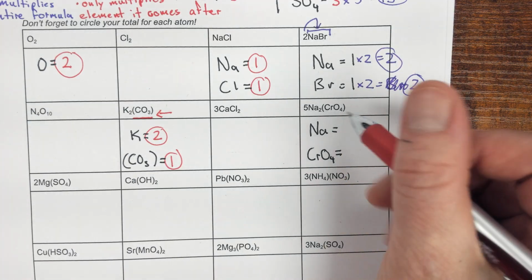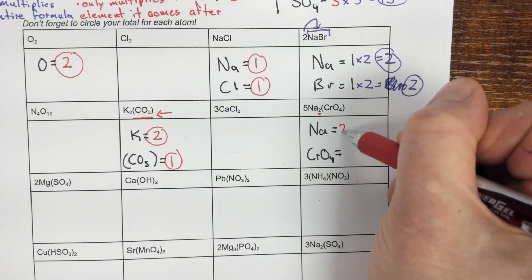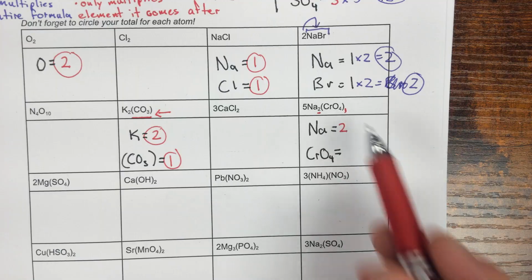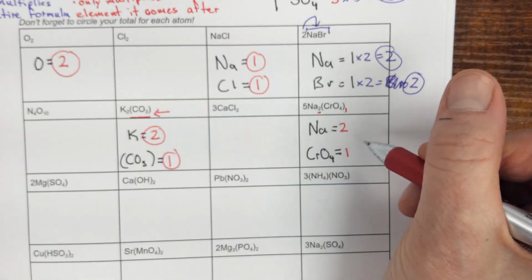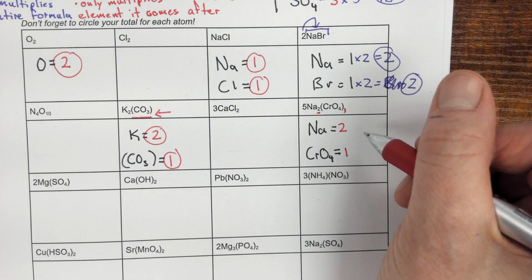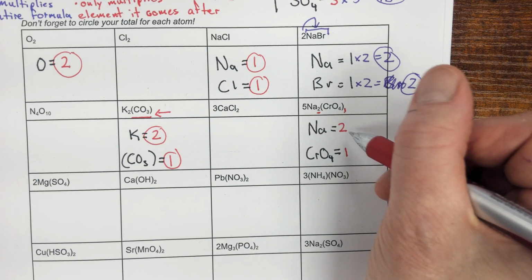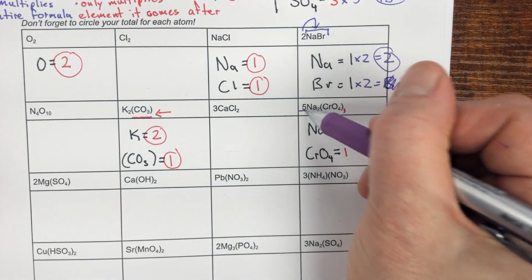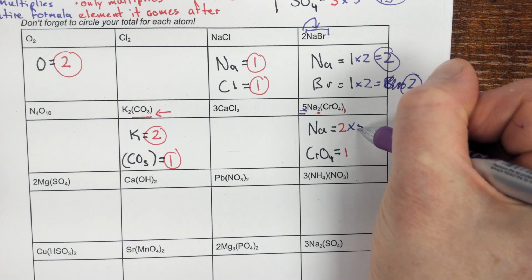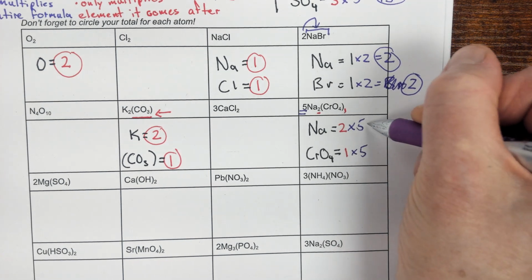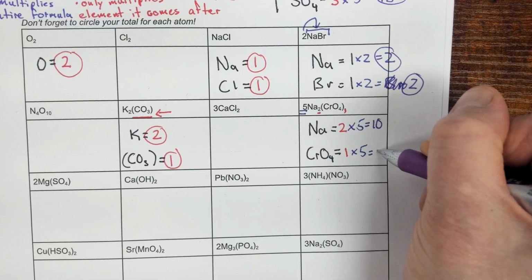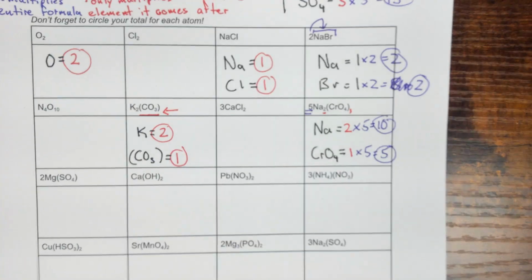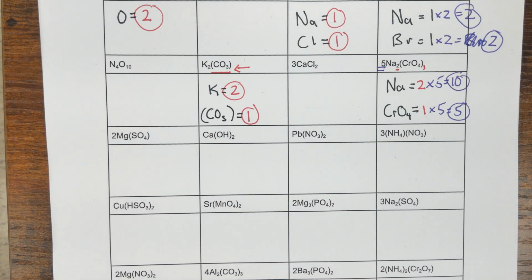Now I'm going to set it equal to the subscript, so I've got a 2 on Na, and I have nothing outside the parentheses for chromate, so I'm going to put a 1 for that one. All right, 2 and 1. And then I do the coefficient over here, right? Applies to everything, so both of these are times 5. So it's going to be 10 and 5 for this one.